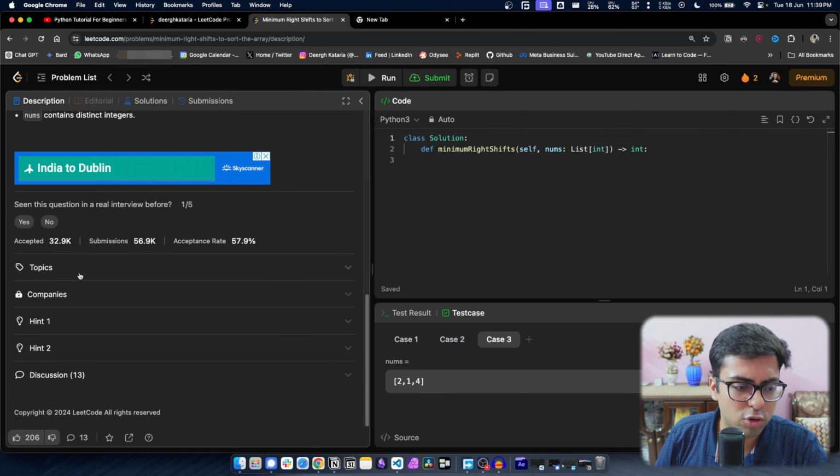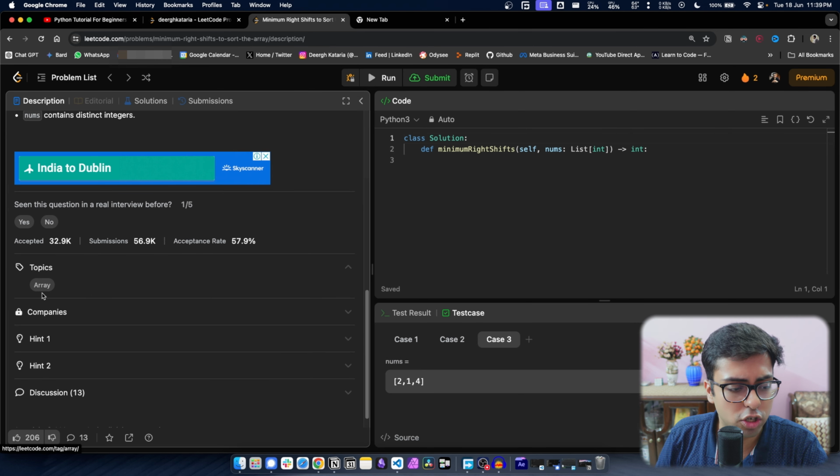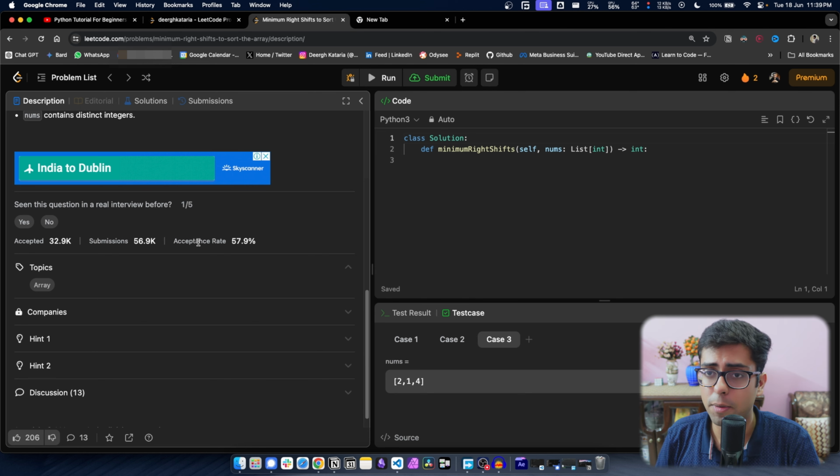You can scroll all the way. It gives you what topic it covers. It's a basic array question. Then it also gives you a hint. We won't look at the hint as of now. We'll look at the hint at a particular point, but not right now.